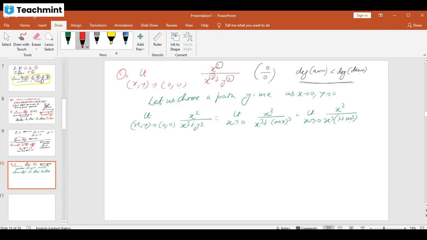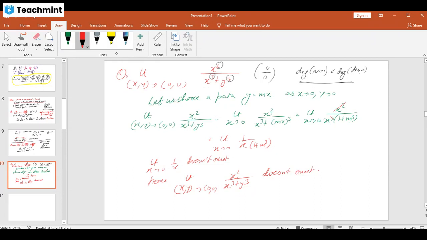Now the power of x gets cancelled out, so we are left with the limit as x tends to 0 of 1 upon x into (1 plus m cube). Again, the limit as x tends to 0 of 1 upon x does not exist. Hence, we can say that the limit as (x,y) tends to (0,0) of x square upon x cube plus y cube does not exist.